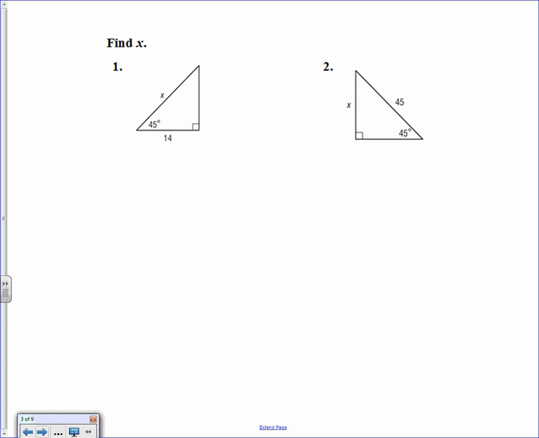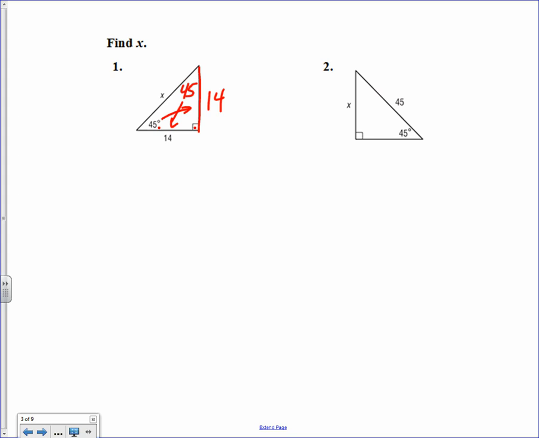All right, so in example 1, we have a triangle. It has a 45-degree angle and a 90-degree angle. That means its remaining angle must be 45. That makes this a 45, 45, 90. It doesn't ask for it, but the length of the side over here must be 14 because these two angles are 45 in the same triangle. That makes it isosceles. The opposite sides of those two angles must be congruent.